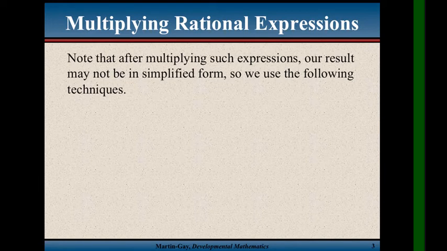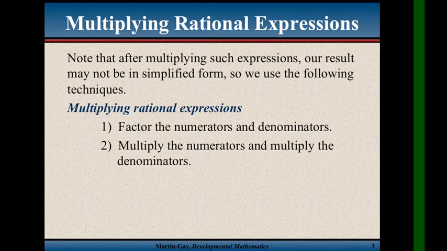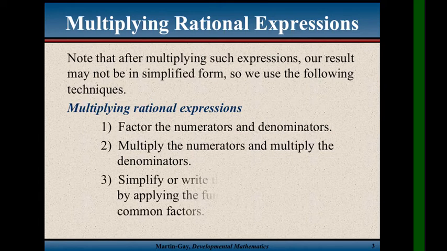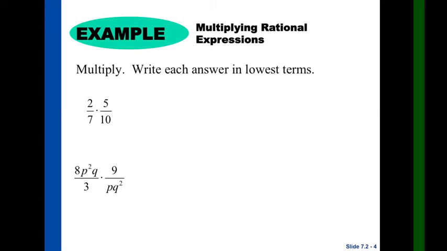Note that after multiplying such expressions, our result may not be in simplified form, so we use the following techniques. Multiplying rational expressions: First, factor the numerators and denominators. So we factor them when we multiply. Next, multiply the numerators and multiply the denominators. And finally, simplify or write the product in lowest terms by applying the fundamental principle to all common factors. Let us have these examples.